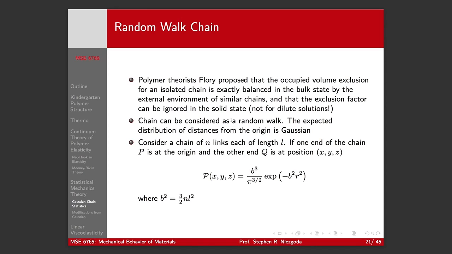So what Flory did is he said, let's consider this chain as a random walk. For a pure random walk process in 3D, we know that the distribution of distances from the origin is going to be Gaussian. So if we consider a chain of n links, each of length L, where one end of the chain is at the origin and the other end is at some position Q, denoted by X, Y, Z, the probability of finding Q at point X, Y, Z is given by this Gaussian relationship where b squared is going to be 3/(2 n L squared).